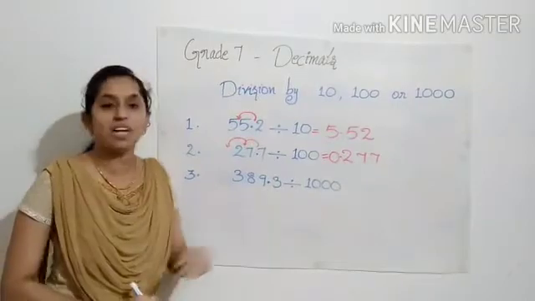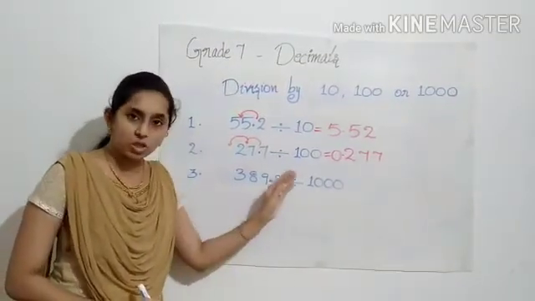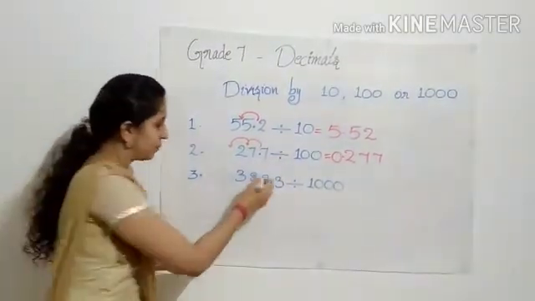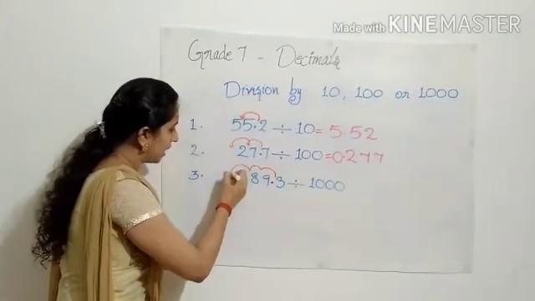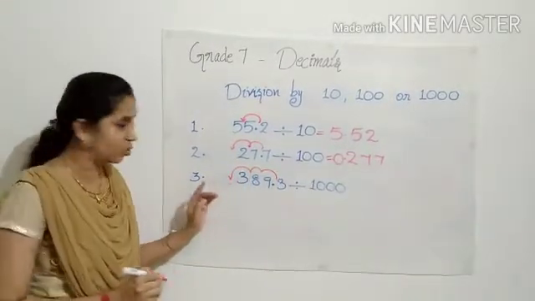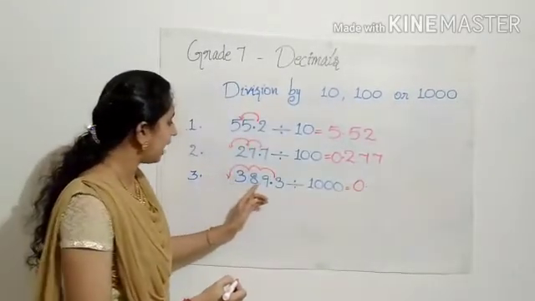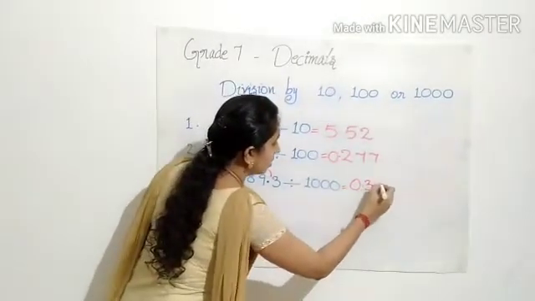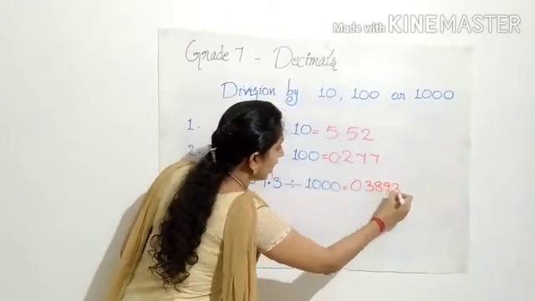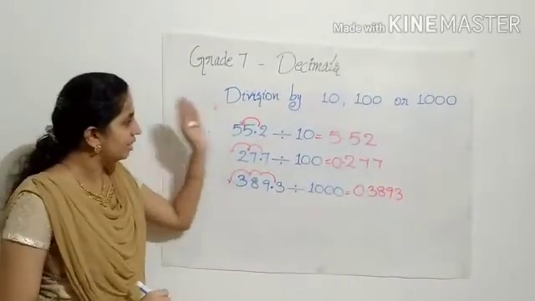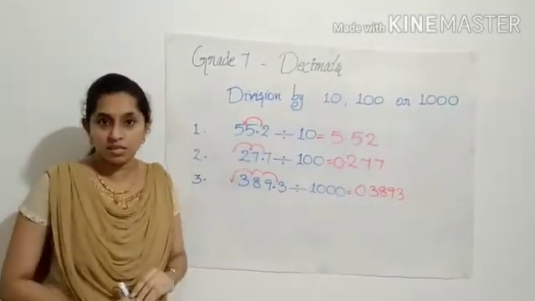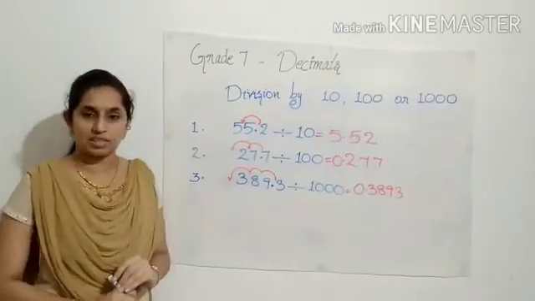389.3 divided by 1000. 3 zeros, so 3 places backward. So 1, 2 and 3. It reaches here. So the answer becomes 0.3893. This is how to divide the given numbers by 10, 100 or 1000. Let's check some more questions.